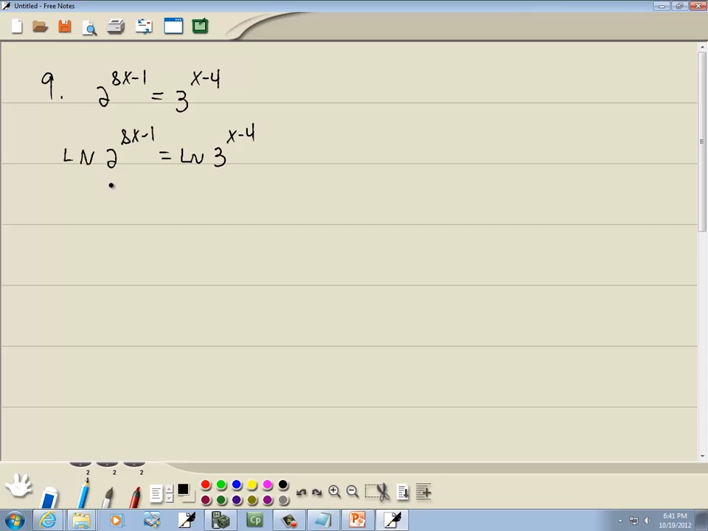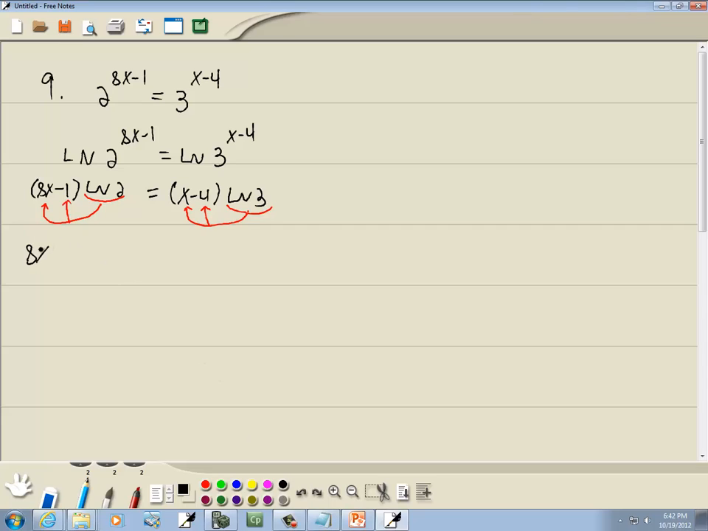Step 3, use properties of logs to get the variable out of the exponent. So we're going to take the 8x minus 1 and put it out in front. When we put it out in front, we have to put parentheses around it, just like that previous problem. This one, we'll take the x minus 4 and put it out in front. And again, we'll put parentheses around it. Now we want to solve for x, and always your first step in solving a linear equation is get rid of parentheses. So this is just a number. We got a number next to the parentheses, so that's the distributive property. So we'll take natural log of 2 times 8x and times negative 1, and we'll take natural log of 3 times x and times negative 4.